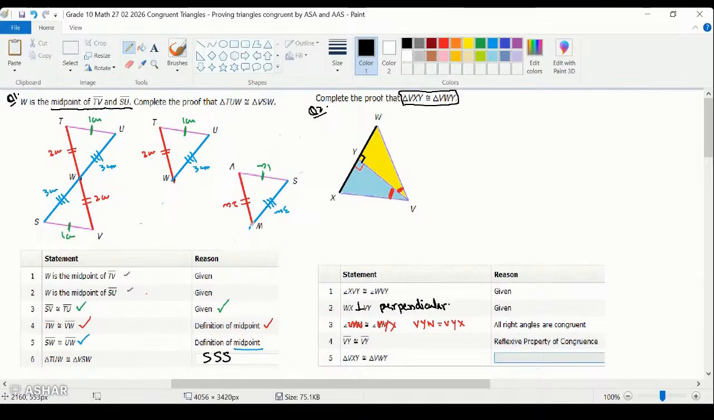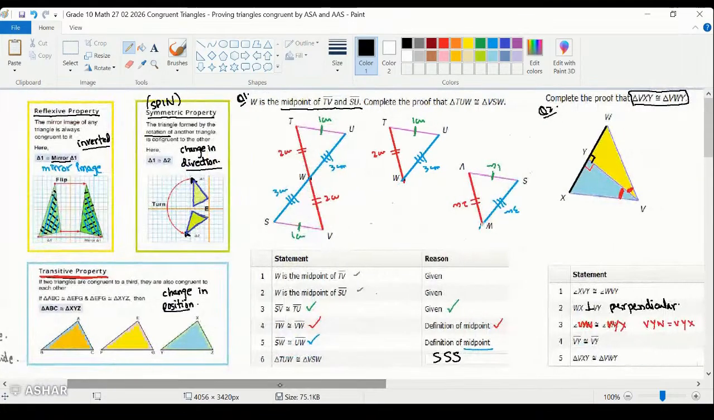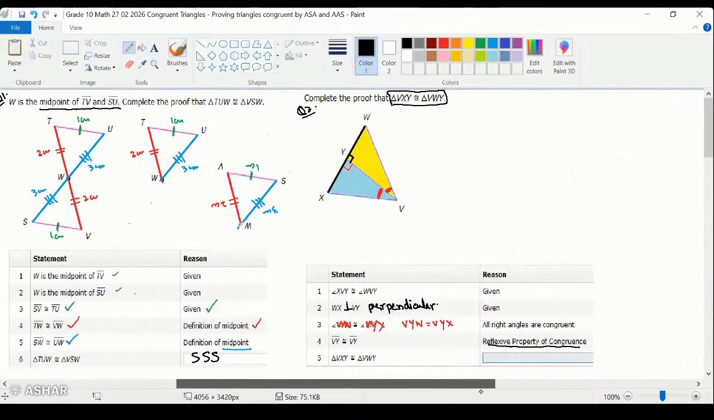Agreed? What was the reflexive property of congruency? The reflexive property was an inverted image. Agreed? So let's see how it can be an inverted image. If I say this distance was 2 centimeters, can I say this is 2 centimeters? If this length was 5 centimeters, then this length should be 5 centimeters. If this angle was 30, then this angle was 30, right? They are flipped images of each other.